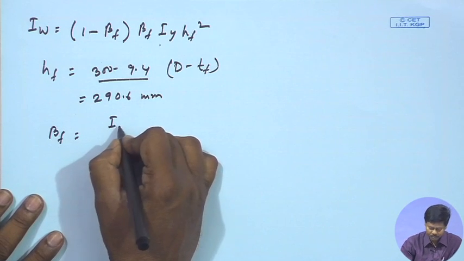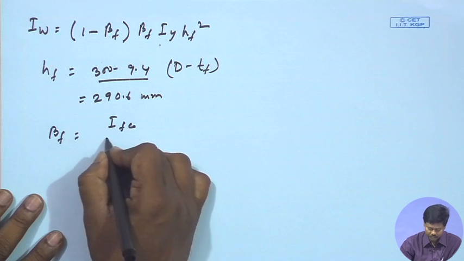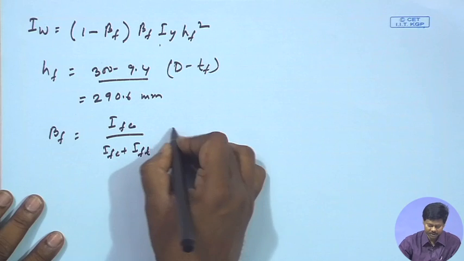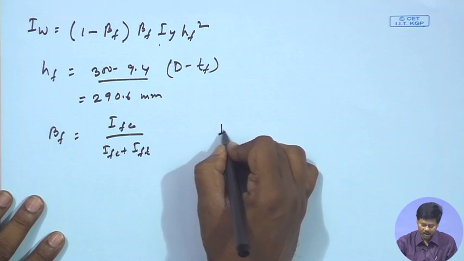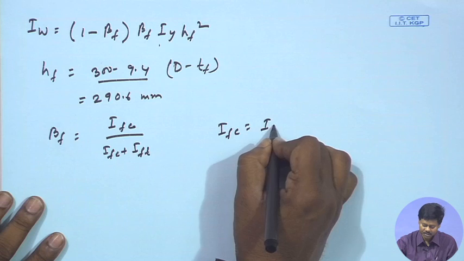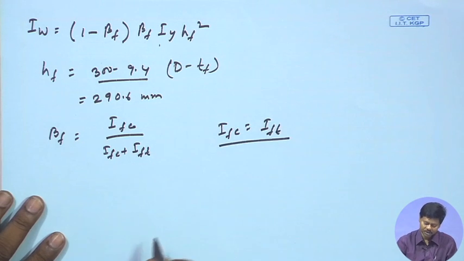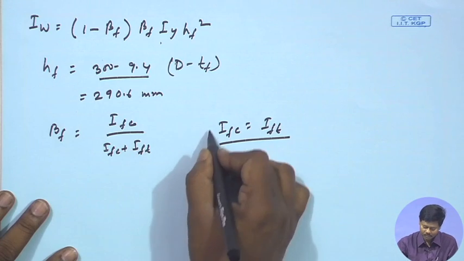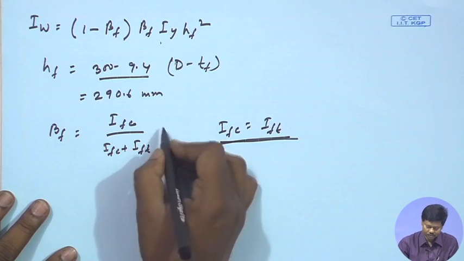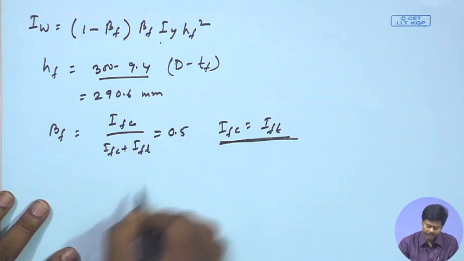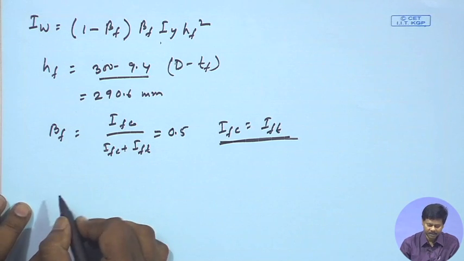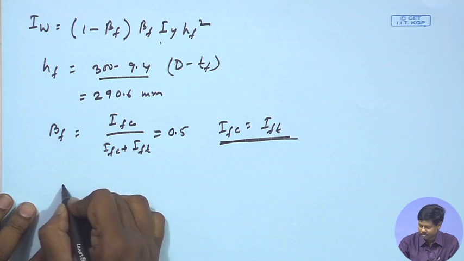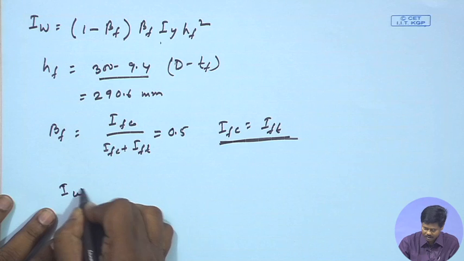And beta f will become the moment of inertia of the compression flange by the moment of inertia of the compression flange plus the moment of inertia of the tension flange. Since IFC and IFT are the same here, because it is an I section, we can consider IFC and IFT as the same. So, this will become 0.5, right. So, beta f also we are putting as 0.5. Now, the IW value, the warping constant, we can find out.